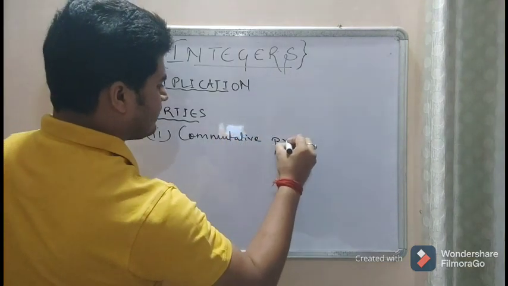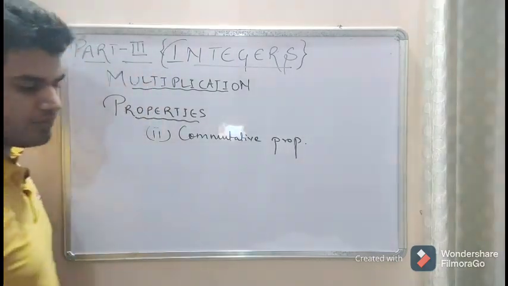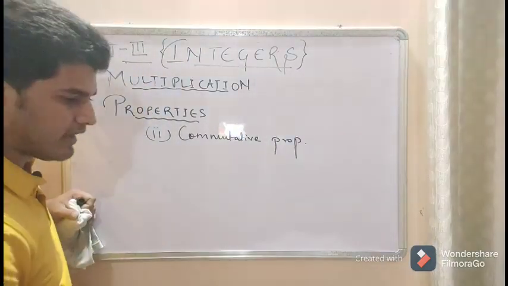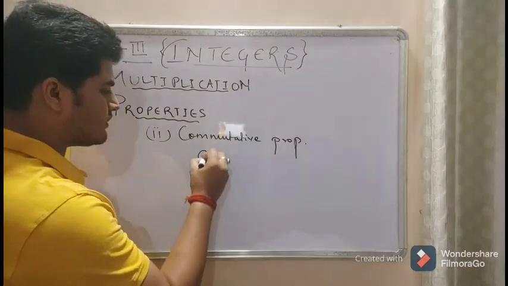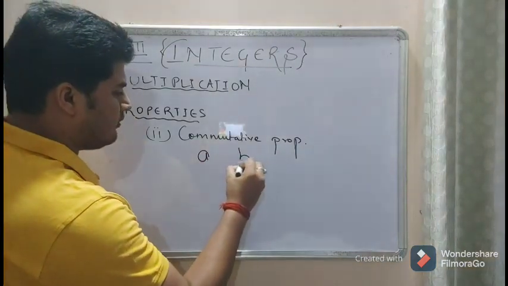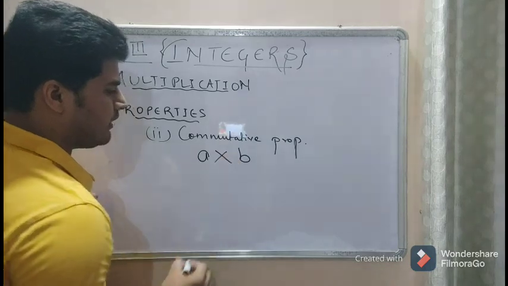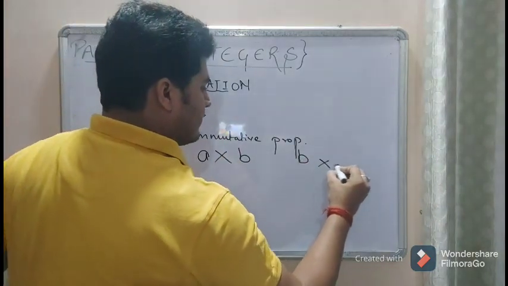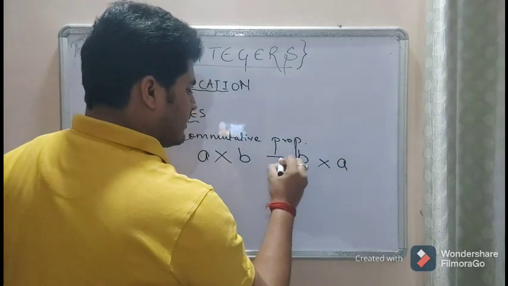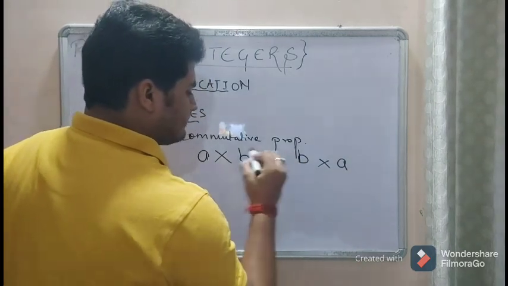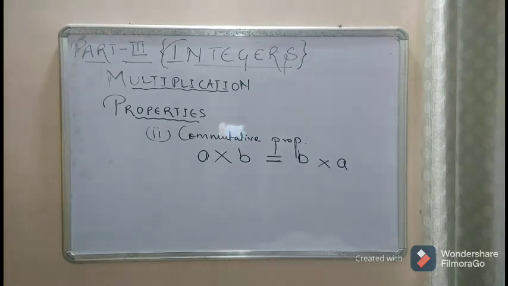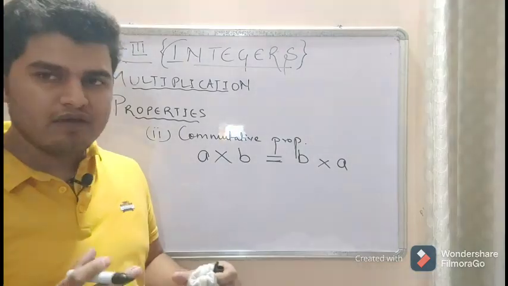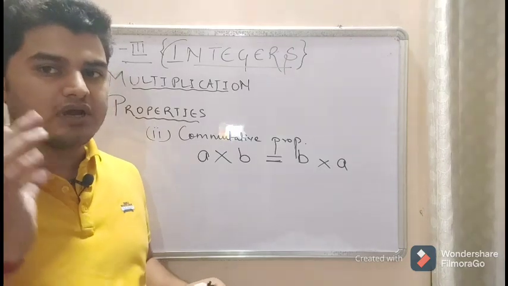Commutative property. So what does commutative property want to say? Commutative property says that if you have two integers a and b and you multiply a and b, and if you do the same but multiply b and a, the result is going to be the same. Whether you multiply a with b or b with a, the output is going to be the same.